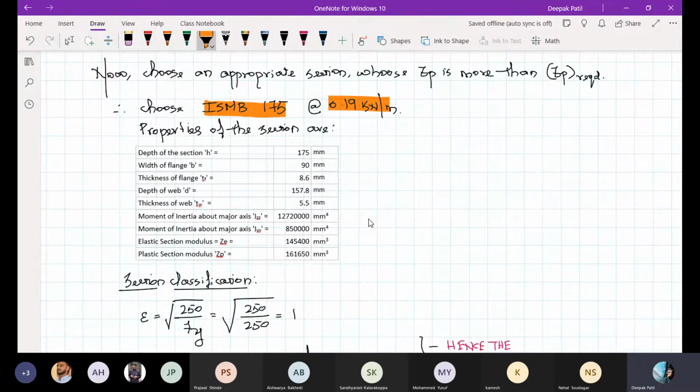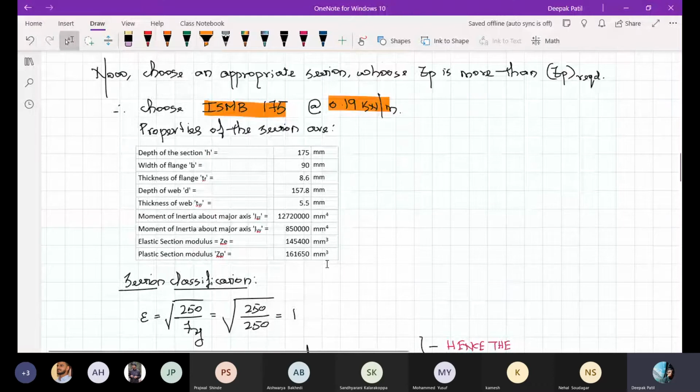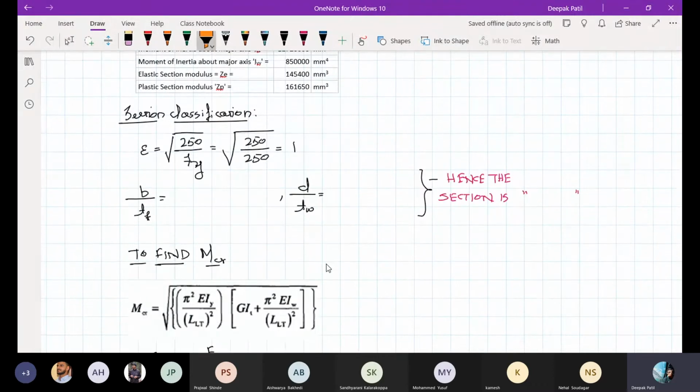That is the total depth, width of flange, thickness of flange, depth of web, that is D equal to 175 minus 2 times the thickness of flange, thickness of web, moment of inertia about major and minor axis, elastic section modulus, and the plastic section modulus. So next, you have to note down all these things. Then you have to classify your section. So let us do that. And we know that epsilon equal to under the root 250 divided by Fy, which will always be equal to 1.